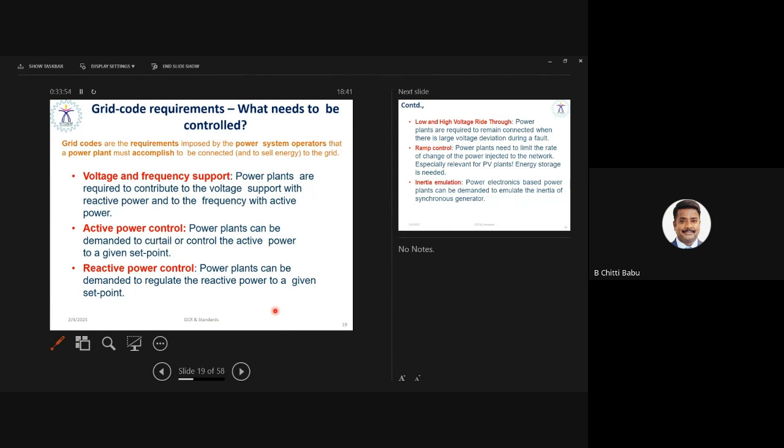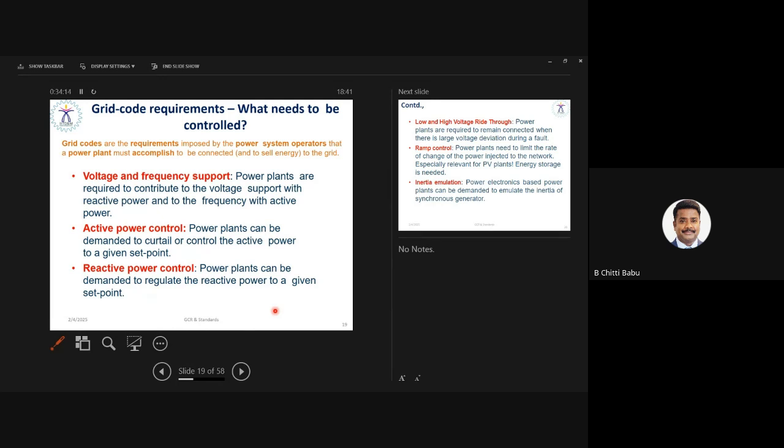Further, as to understanding the grid code requirements, what needs to be controlled. As I said, the grid code requirements are imposed by power system operators, and the power plant must accomplish them to be connected while selling energy to the grid. Of course, there are the frequency and the voltage support. The power plants are required to contribute to voltage support with the help of reactive power and to frequency support with the help of active power.